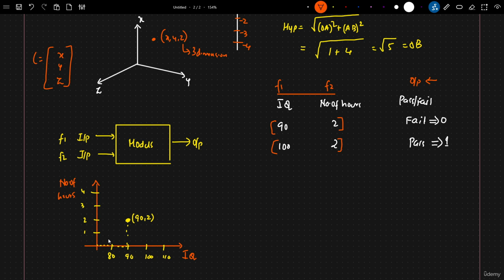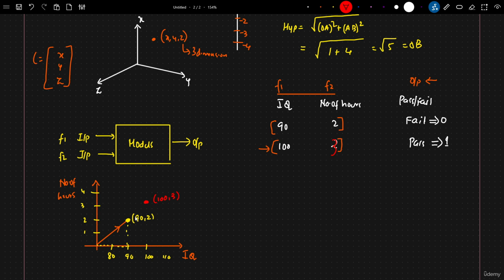And this is my vector, it will move in this specific direction. Similarly, I may have another record, 100, 2. Or let me just do one thing: let me write 100, 3, so that the points will not overlap. If I convert this 2 to 3, 100, 3 will be this point, and here I will write this coordinate as 100, 3.